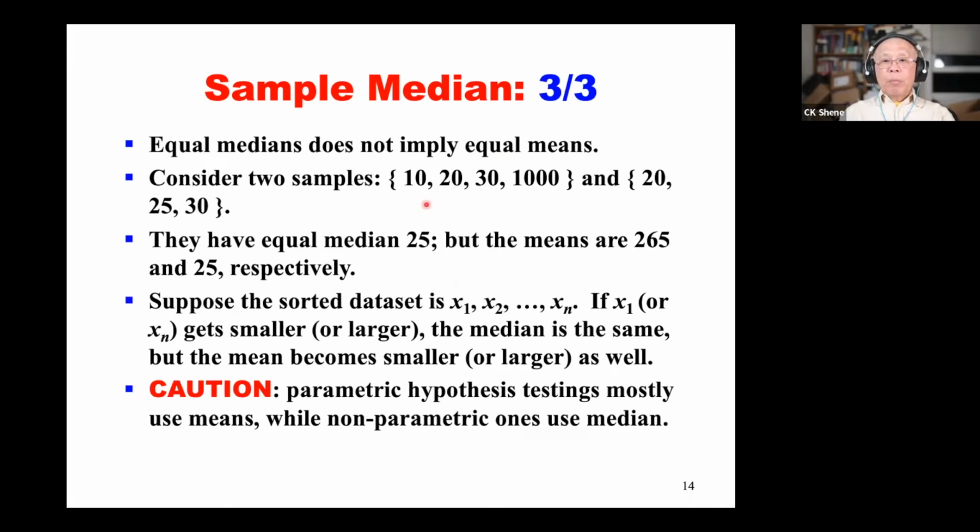Consider two samples. This sample has median 25, but mean is 265. For this sample, the median and the mean are both 25.